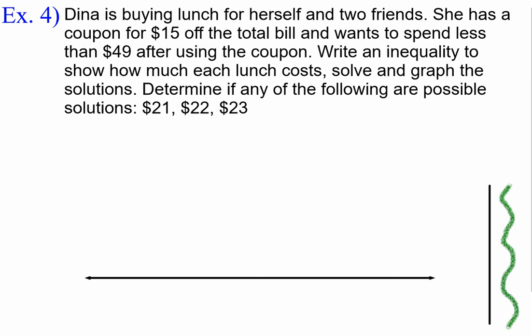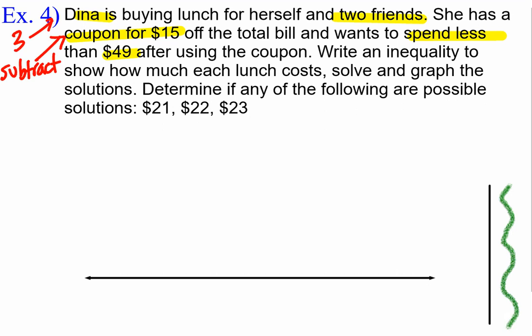So first thing we need to do is identify some key things. We have Dina and 2 friends. So altogether, there are 3 people going to lunch. She has a coupon for $15, and we have to remember, so I'm going to write some things off to the side here. We have 3 friends right here. We know a coupon means that we're going to subtract. So we got to keep that in mind as well. Okay, she wants to spend $49, but she wants to spend less than $49 after the coupon. So she doesn't want to spend any more than that.